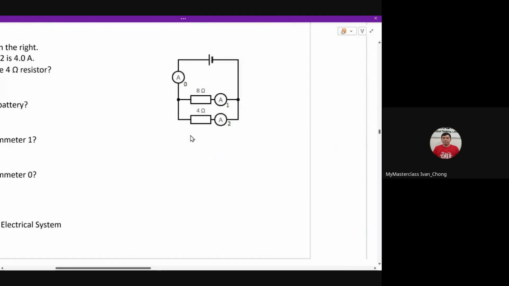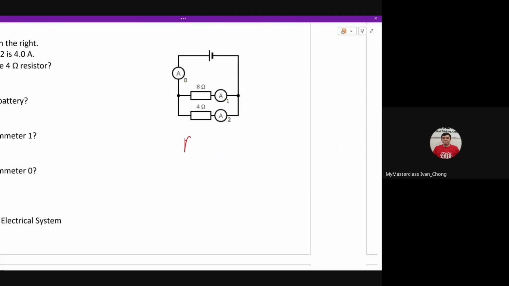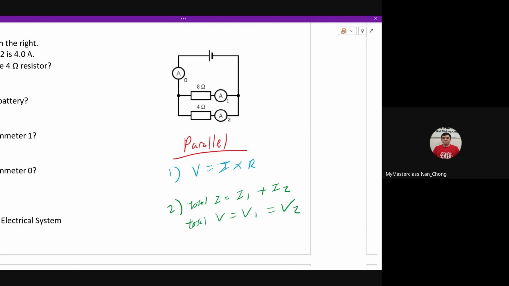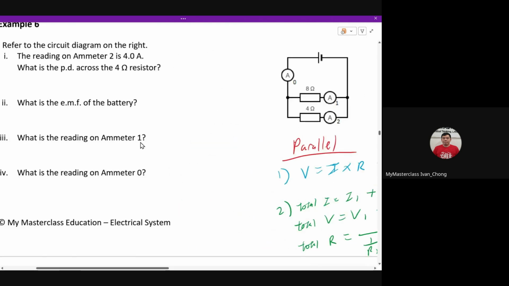So similarly, I will show you what we need to take note of. So this is for parallel. Number 1, what's the first thing we do? Same thing, we still use V equals IR. That's why I told you that this is actually your most important formula itself. Number 2, then we fill in the blanks. So total I is I1 plus I2. Total V is V1 is also V2. Now, don't forget your total resistance is that very weird formula, R1, R2. Okay? So if and only if this doesn't work, then we use these 3. So let's take a look.